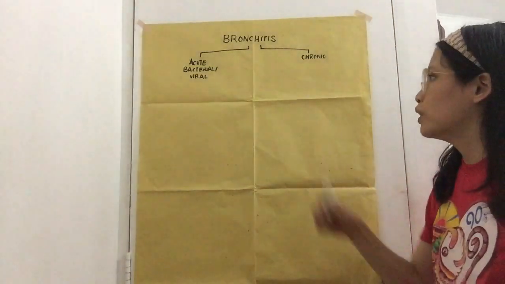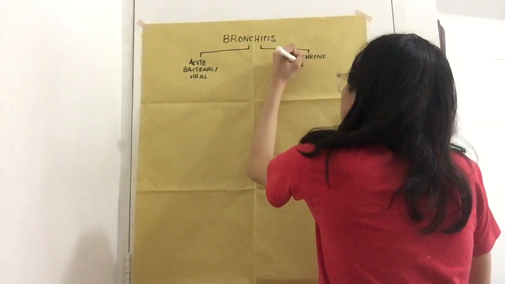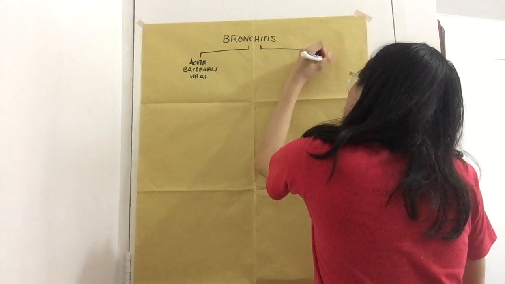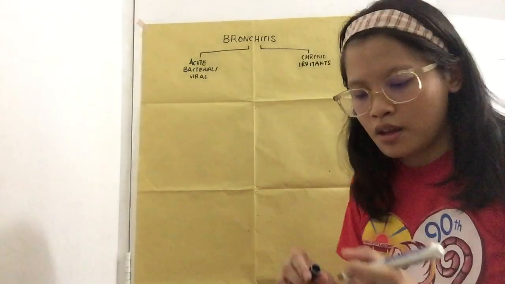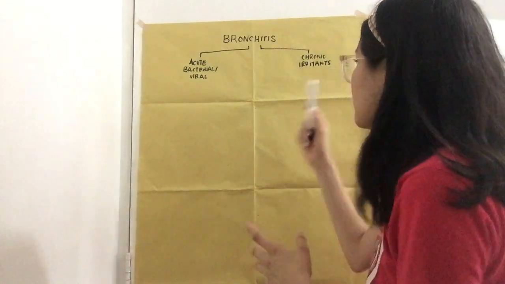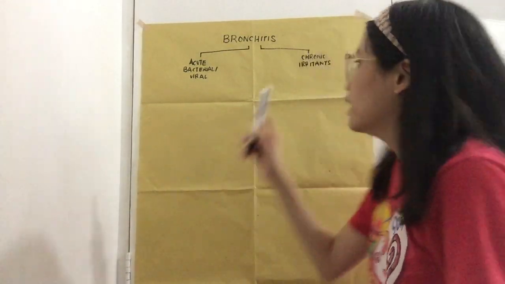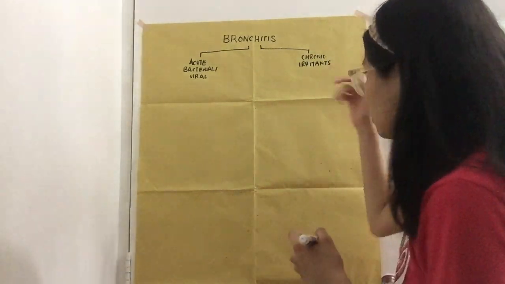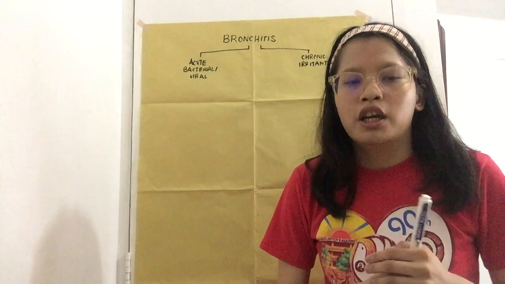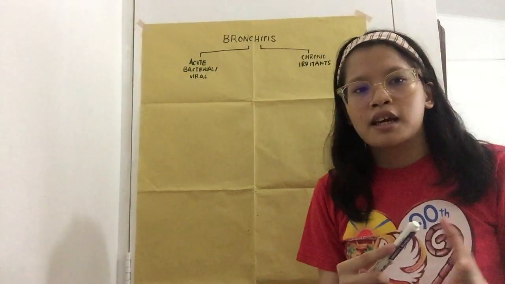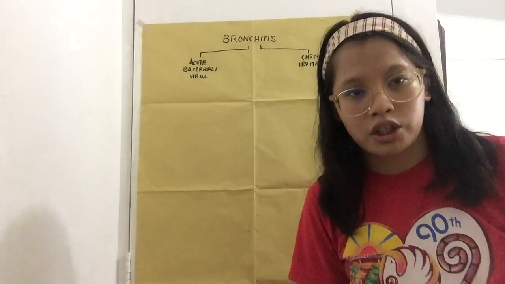While chronic bronchitis is due to irritants. These irritants could be from smoking and overexposure to irritants over time. So it deteriorates the lungs and causes lung injury to the patient. So bronchitis is characterized by the overproduction of mucus.